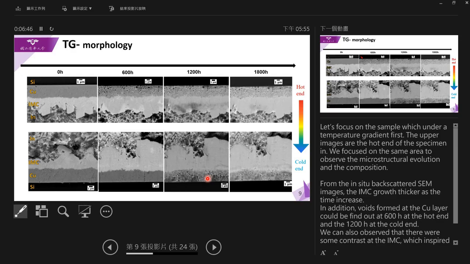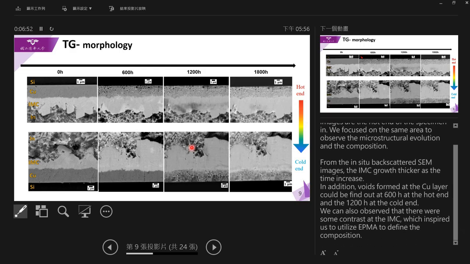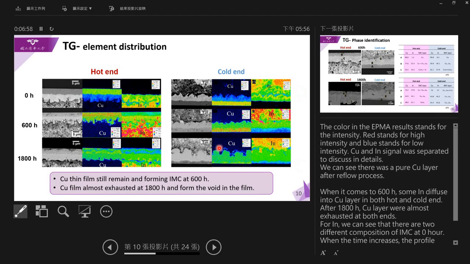We can also observe some phase contrast in the IMC, which inspired us to utilize EPMA to define the composition. The color in the EPMA result stands for the intensity: red stands for the highest intensity, and blue stands for the lowest intensity. Copper and indium signals were separated to discuss in detail.